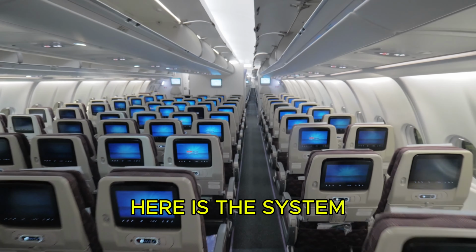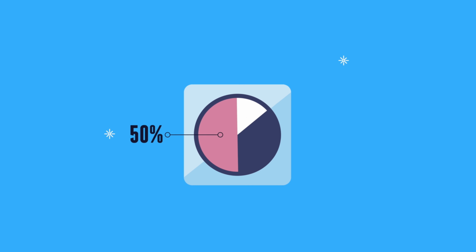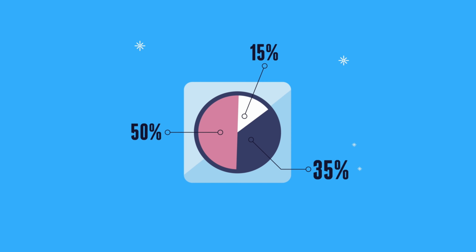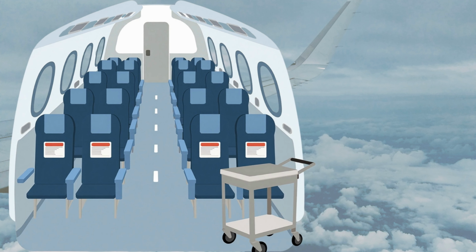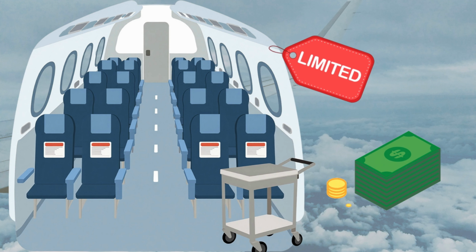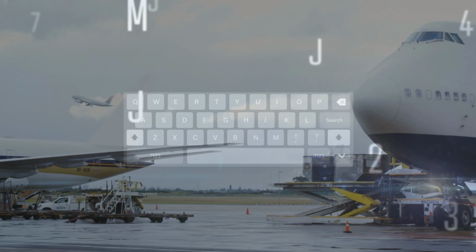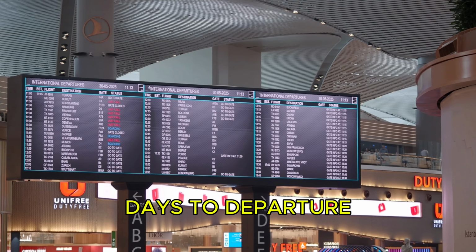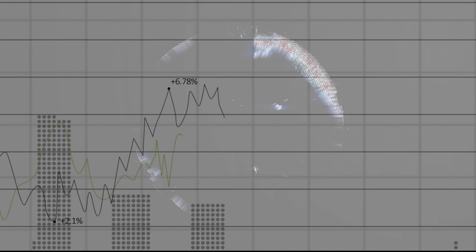Here is how it works. Every seat on a flight is placed into a fare bucket, a pricing tier with its own inventory limit. The cheapest bucket has the fewest seats. As those sell, the system automatically moves remaining seats into higher buckets. No human decision required. The algorithm monitors booking pace, days to departure, competitor pricing, and historical demand patterns for that specific route on that specific day.